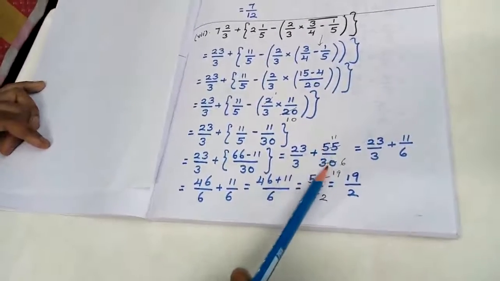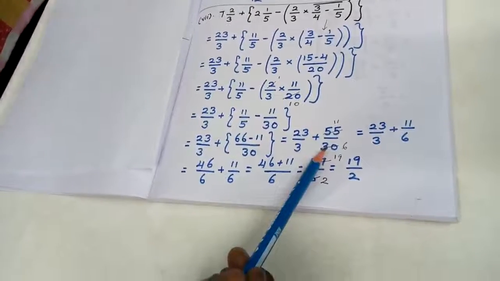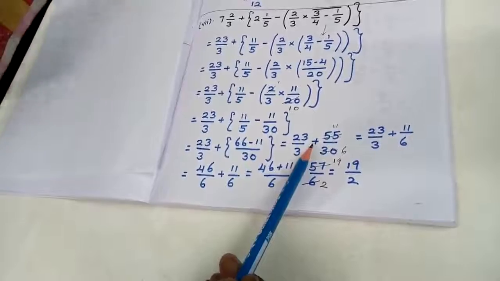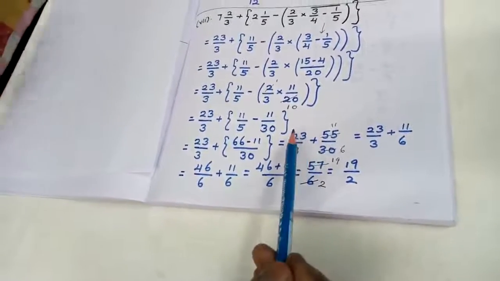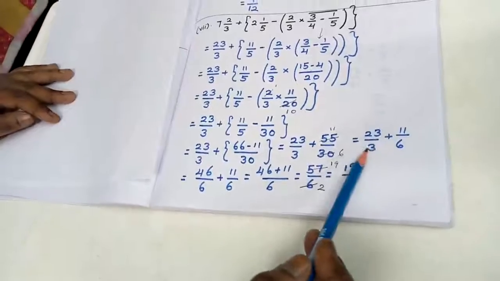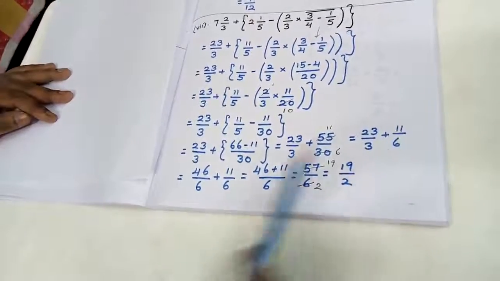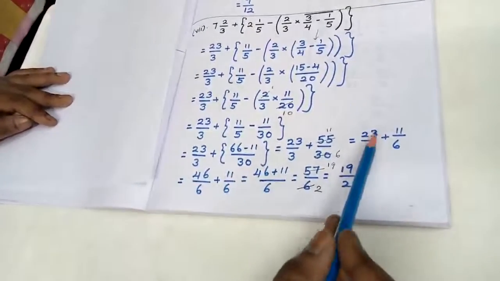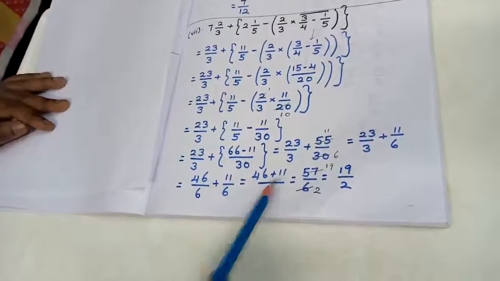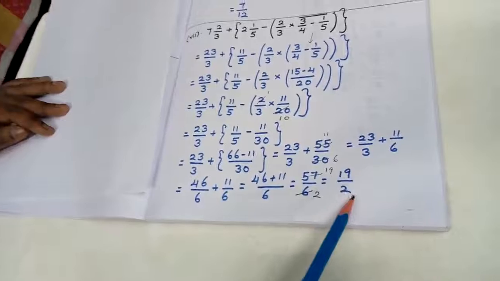After getting 55 by 30, simplify the term. Most of the time you will be finding denominators. To make the denominator same, you will be finding LCM. Wherever necessary, you are going to try the rough work. 23 by 3 plus 11 by 6, make the denominator same. Divide and multiply by 2, that is 46 by 6 plus 11 by 6. Calculate, you will get the answer as 19 by 2.